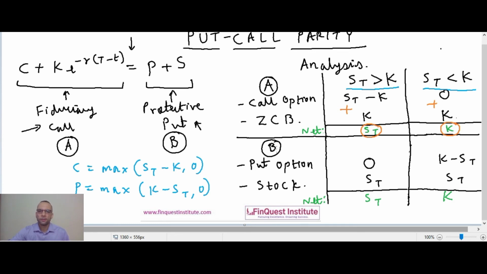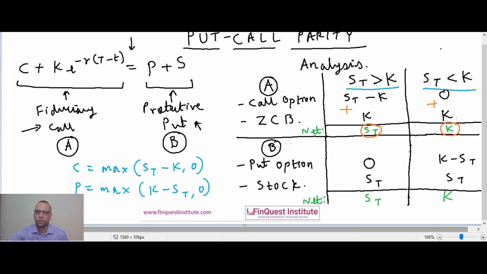Now let's focus on the protective put, which is portfolio B. So applying the payoff condition for a put option, which we have just written. In the scenario where the stock price at maturity is greater than K, the put is not going to yield any payoff. So the value will be 0. The stock price at maturity is going to be ST. Now let's take the scenario where stock price at maturity is less than the strike price. So now the put is going to yield a positive payoff because the stock has fallen below the strike price. Now applying the payoff condition, I get K minus ST. Stock price will mature at ST anyway. So here we see that the stock price is going to be ST in both the scenarios. It will be unimpacted whether the stock price is greater than or less than strike.